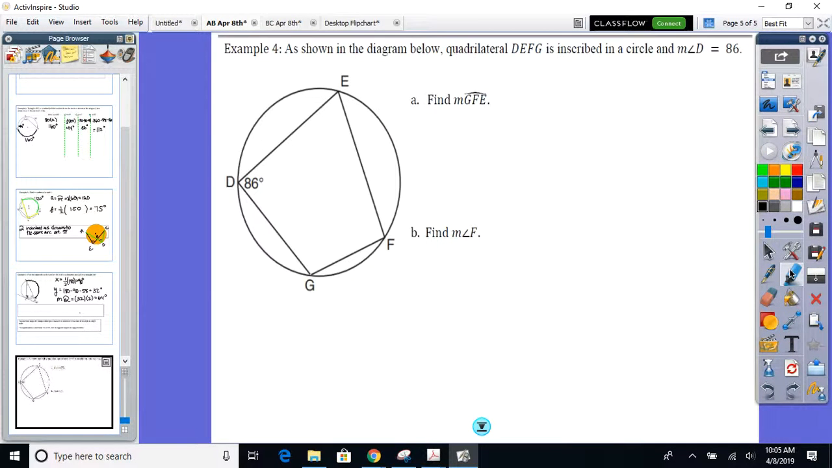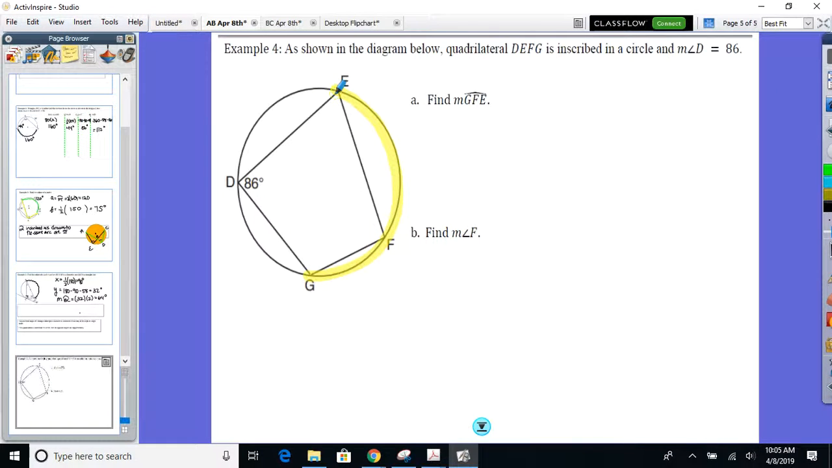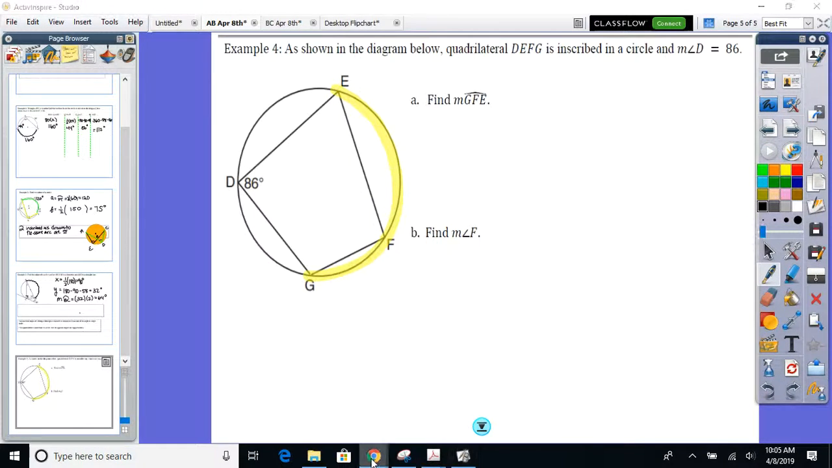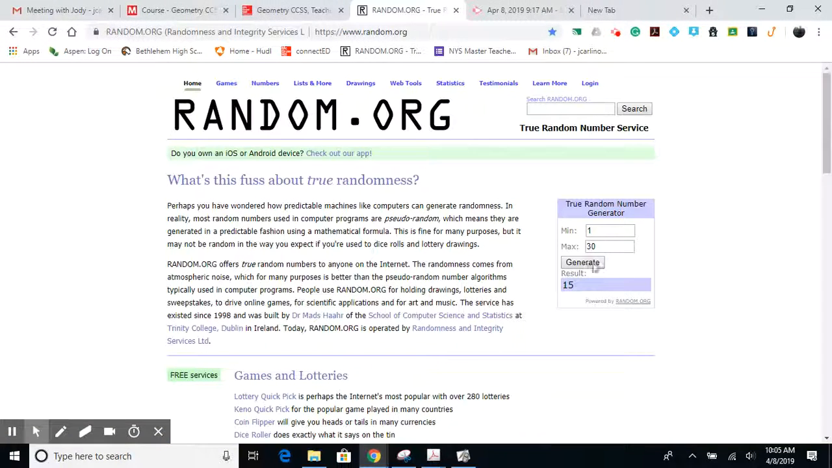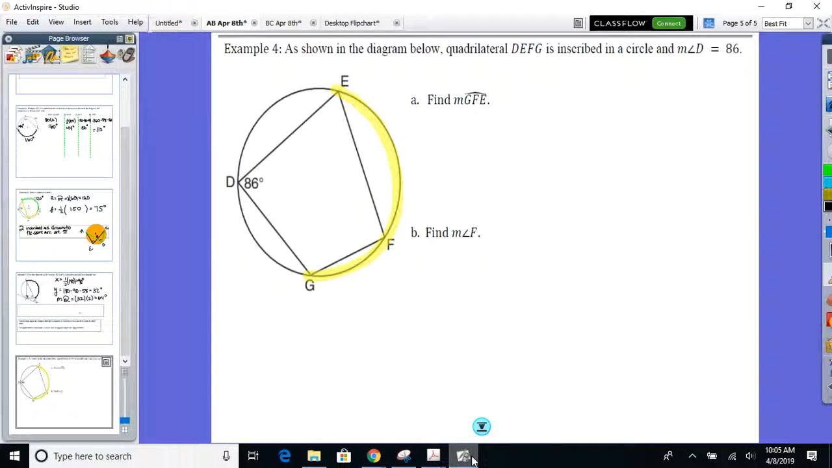GFE. Follow the directions of the vertices for me. G to F to E. Anybody see an angle that's drawn to GFE? What's the angle measure? 86, and it's inscribed. So what do you want to do with that 86? Multiply it by 2. Go ahead. 86 times 2. What do you got back there? 172. Nice job.